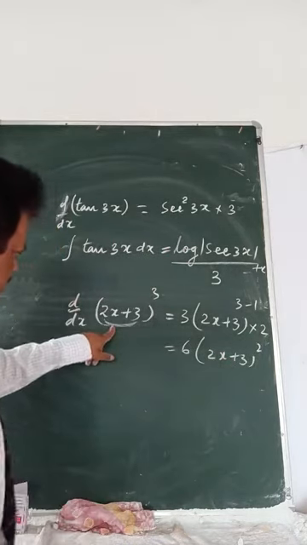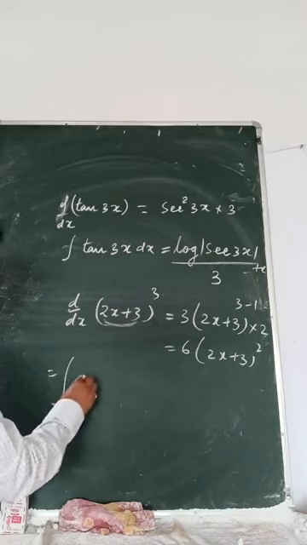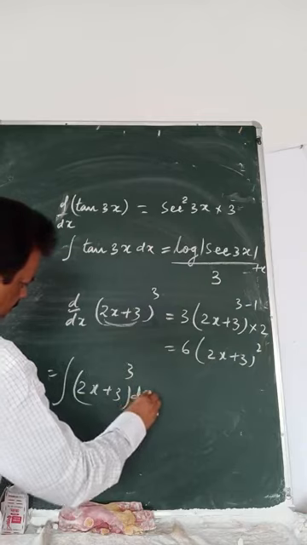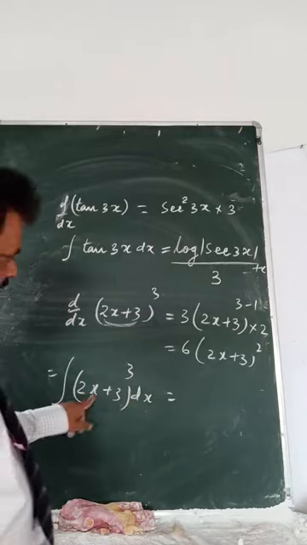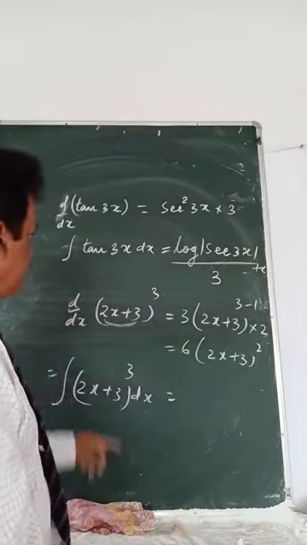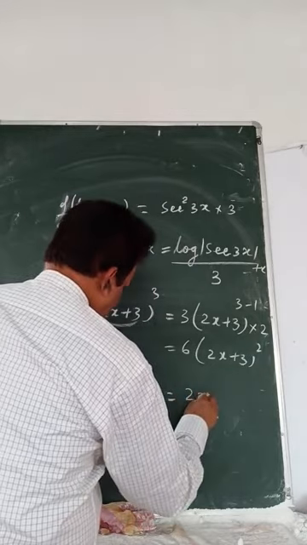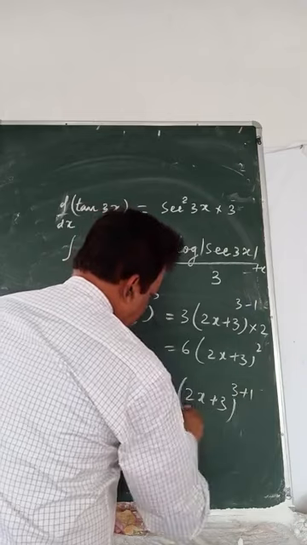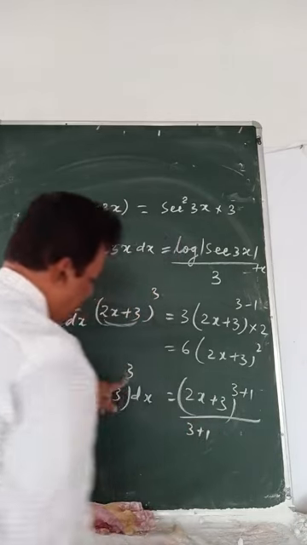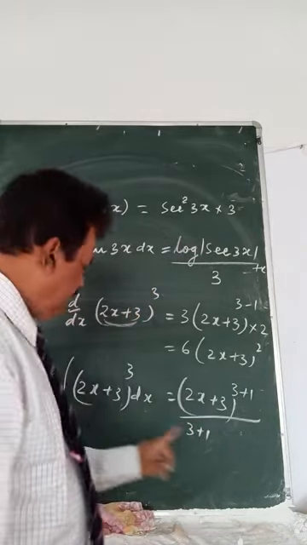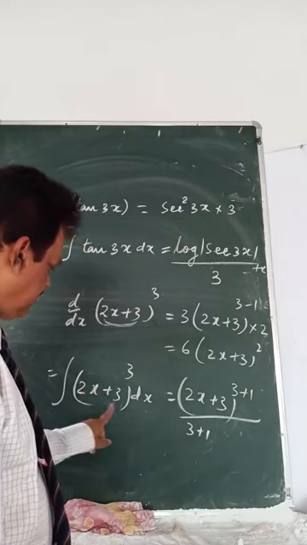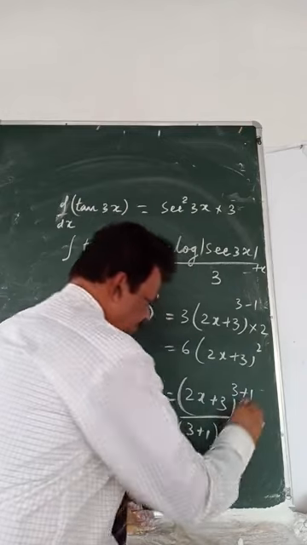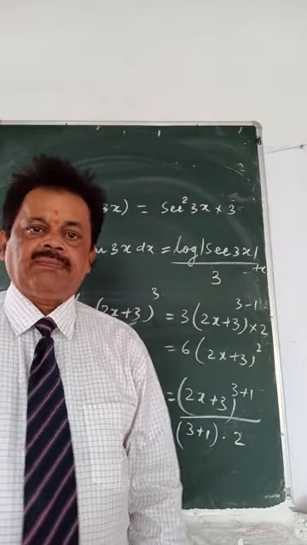But the same question when you want to integrate, first you have to use nth formula. What is nth formula I have given you just now? Now (2x plus 3) power n plus 1, 3 plus 1 by 3 plus 1. This is the nth formula. Then derivative of base. What is the derivative of base here? 2x plus 3. That you have to divide. That is the only thing we are doing.